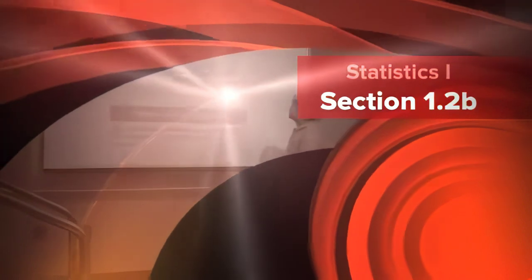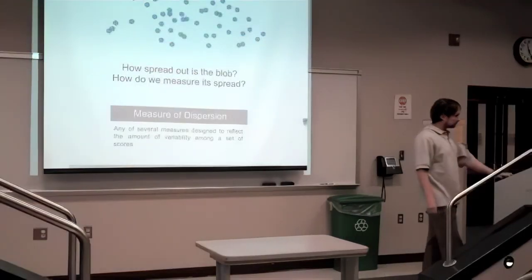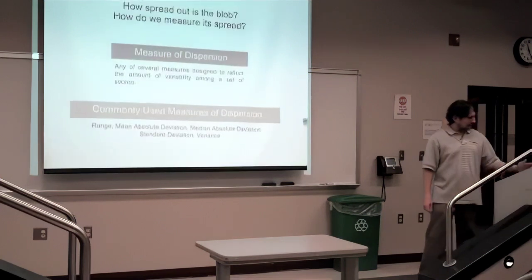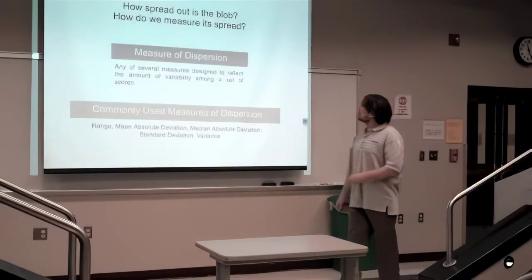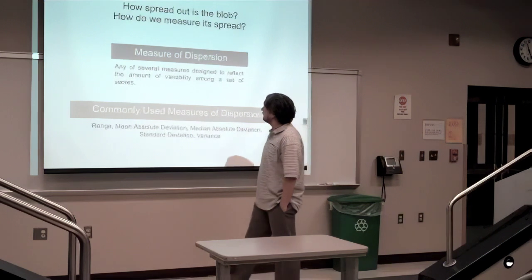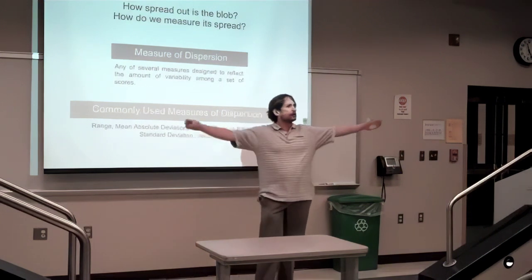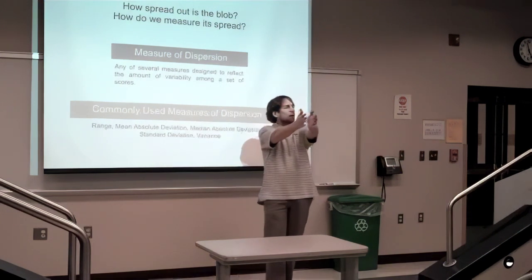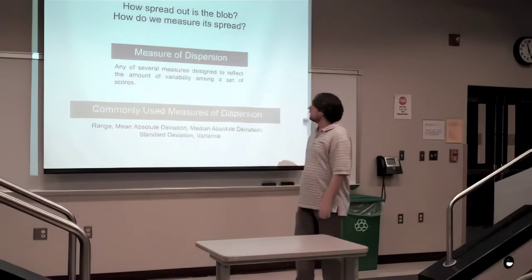All right, so today we're going to talk about how spread out the blob is and how do we measure its spread. So these are called measures of dispersion. A measure of dispersion is any of several measures designed to reflect the amount of variability in the set of scores. In other words, how spread out it is or how tightly compressed it is.